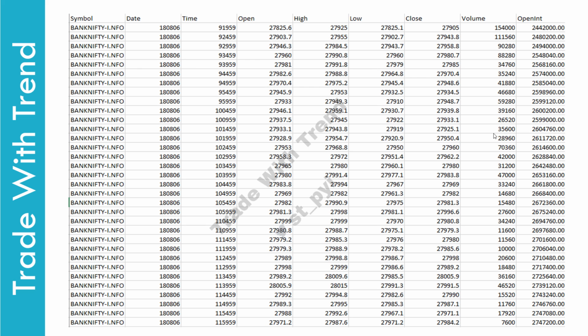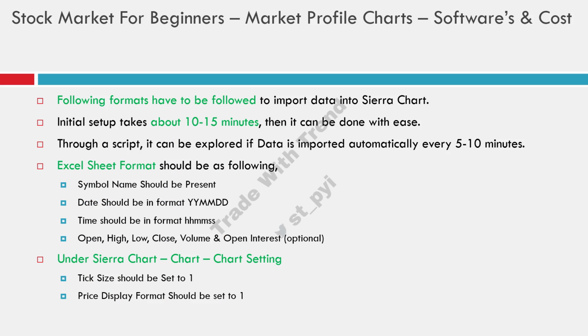Now, this is the Excel sheet, that is the Excel data format for you to import data into Sierra Chart. It has to contain symbol, date, time, open, high, low, close and volume. Open interest data is completely optional. Now, there are some particular formats which have to be followed. It will take you just about 10-15 minutes initially to set this up with Sierra Chart, and then easily with a click of a mouse button you can import all the data every 10, 15, 20 minutes as per your convenience.